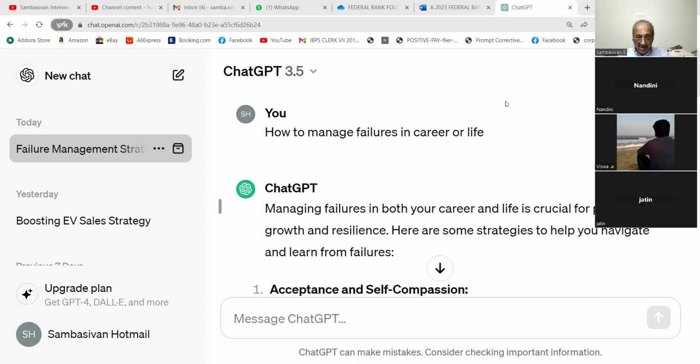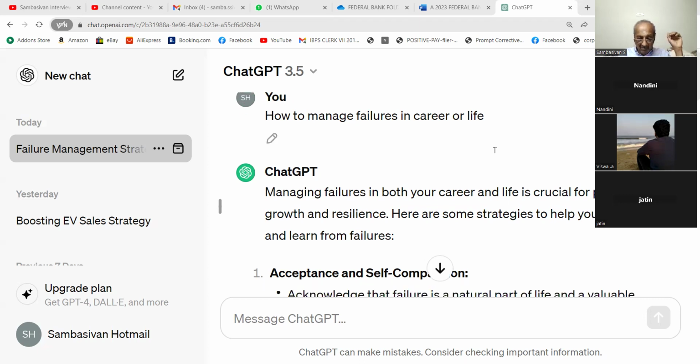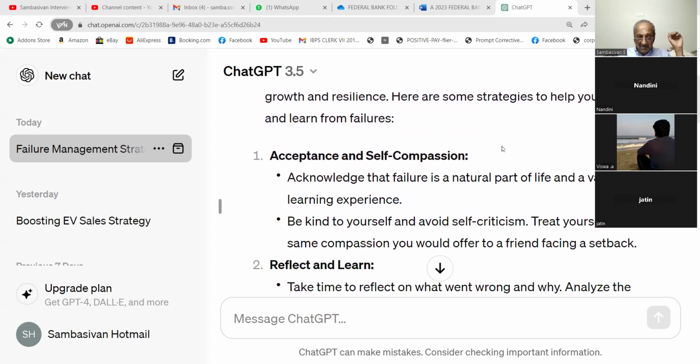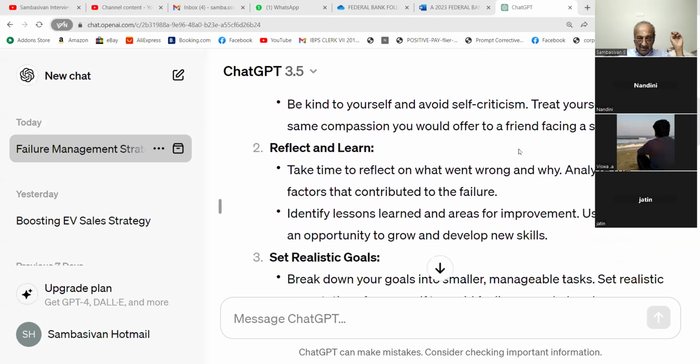How to manage failures in career or life? Managing failures in both your career and life is crucial for personal growth and resilience. Here are some strategies to help you navigate and learn from failures. First, acceptance and self compassion. Acknowledge that failure is a natural part of life and a valuable learning experience. Be kind to yourself and avoid self criticism. Treat yourself with the same compassion you would offer to a friend facing a setback.